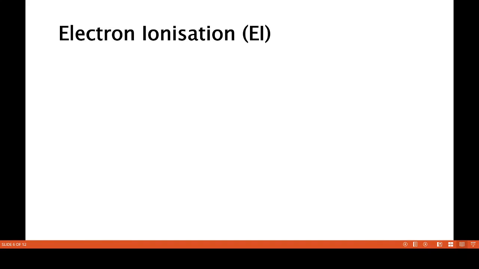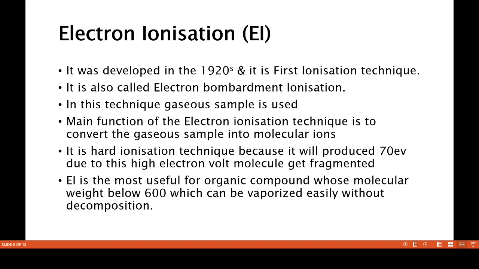Electron ionization technique. We start with the first ionization technique, that is electron ionization. In short we call it EI. It is the first ionization technique. It was developed in the 1920s. It is also called electron bombardment ionization. Why is it called electron bombardment ionization? Because electrons are bombarded on the analyte molecule. Hence the name electron bombardment ionization.